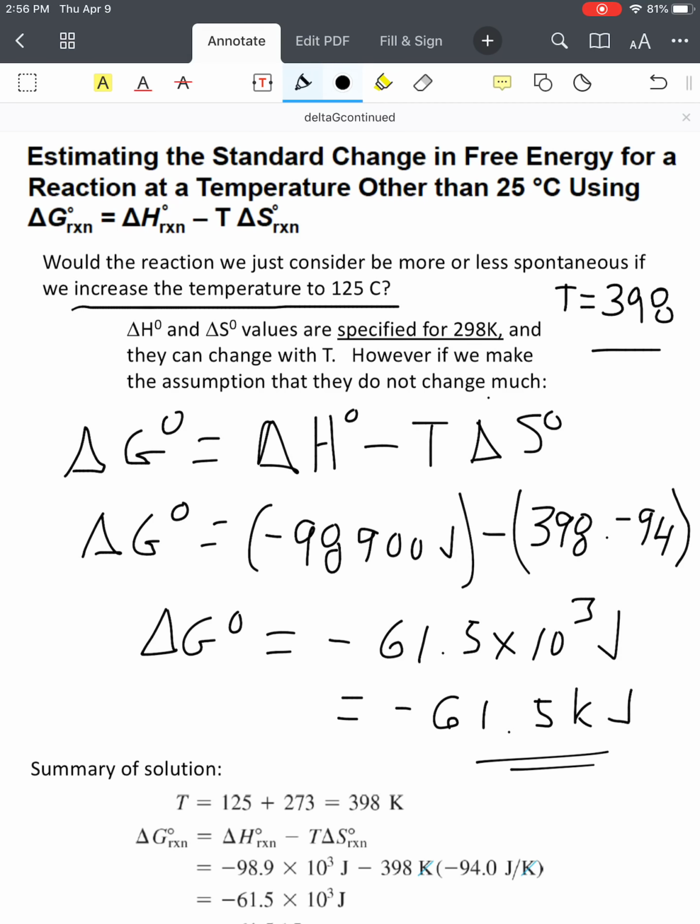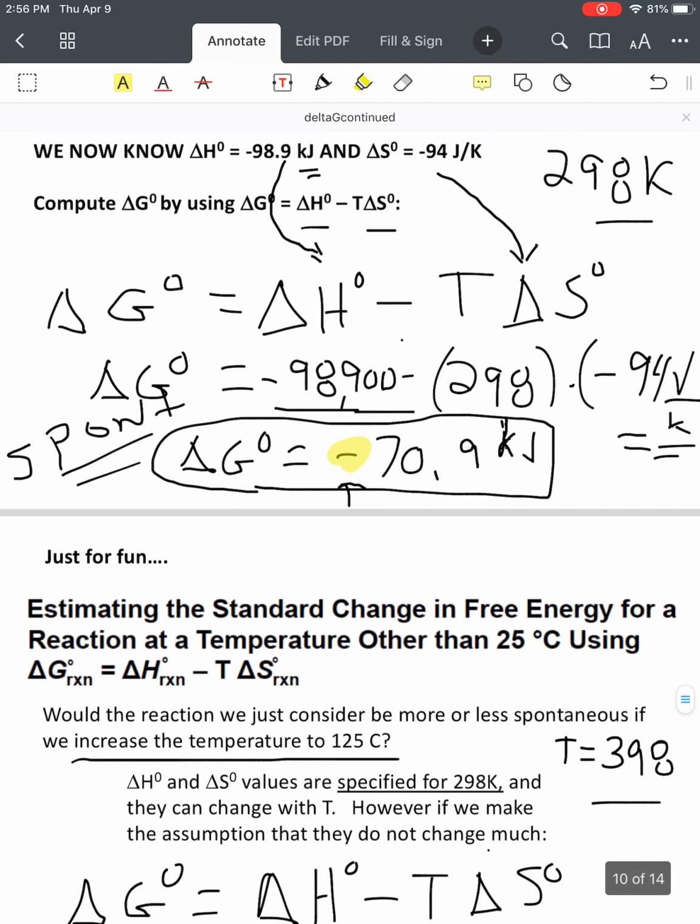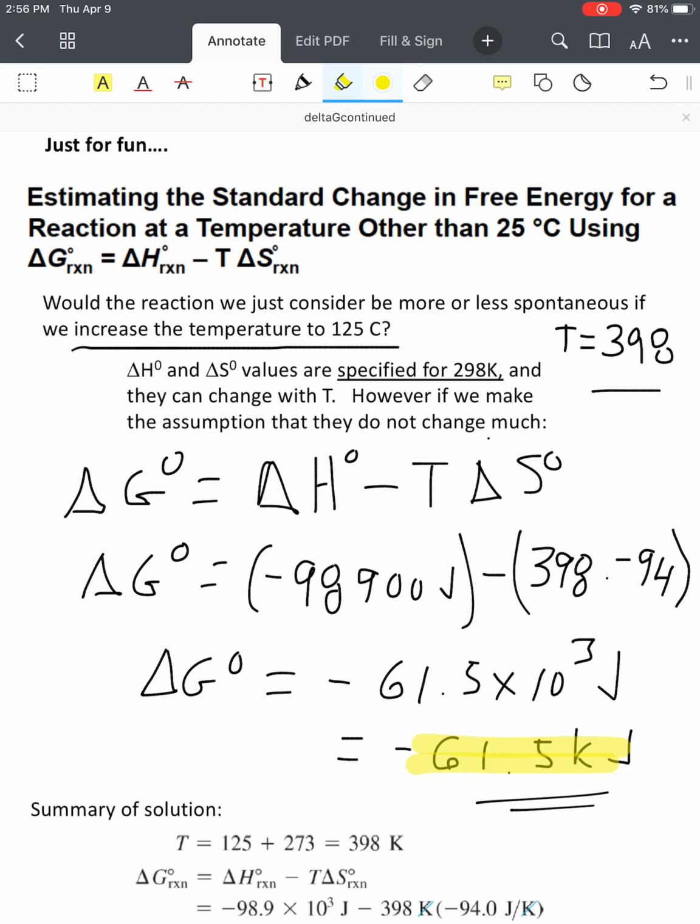So what has happened? Well, I increased the temperature to 398 from 298. At 298, my delta G was a negative 70.9. But now at this new, higher temperature, my delta G is still negative. It's still spontaneous, but it's not as negative. The number's starting to move closer and closer to 0, isn't it? So at this new temperature, the reaction is still spontaneous. It's just a little bit less spontaneous than before.